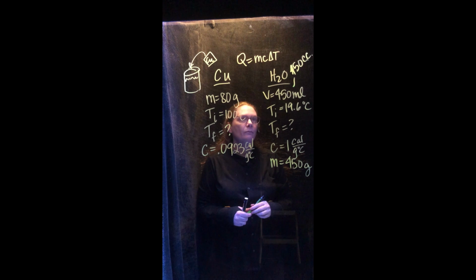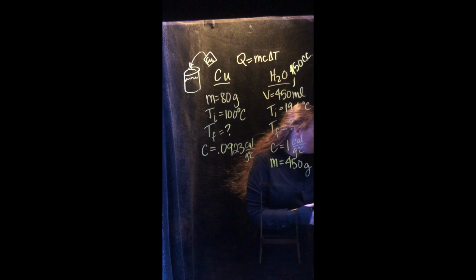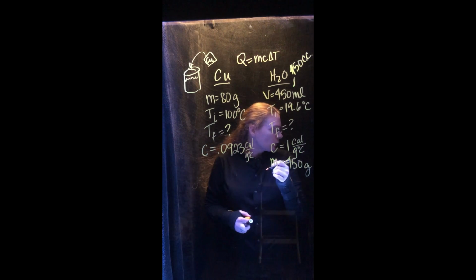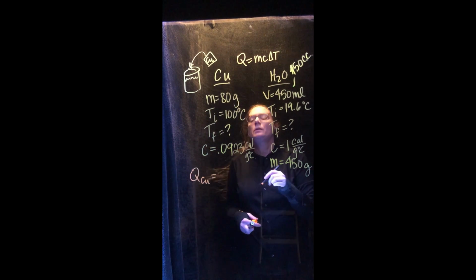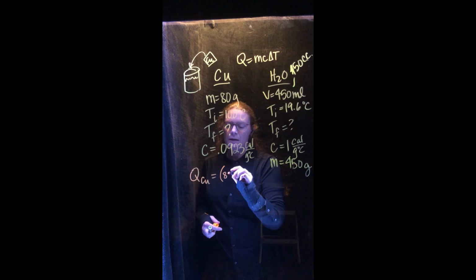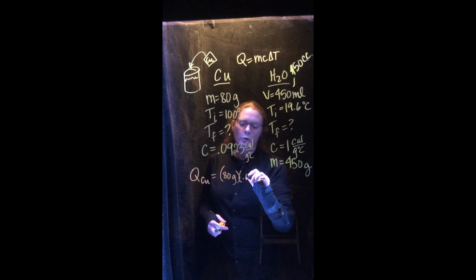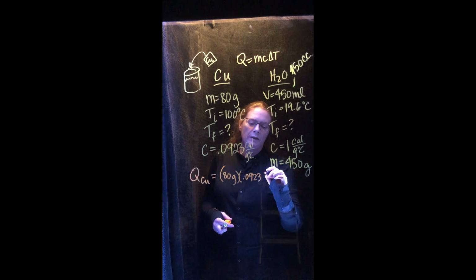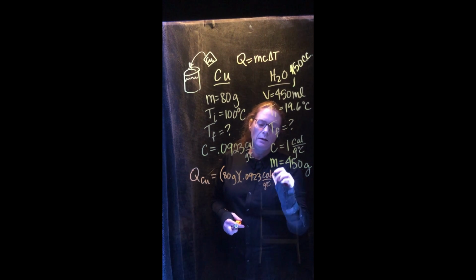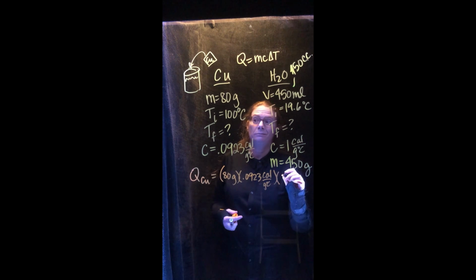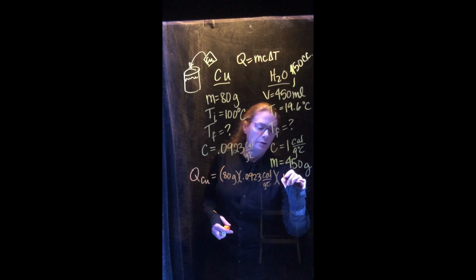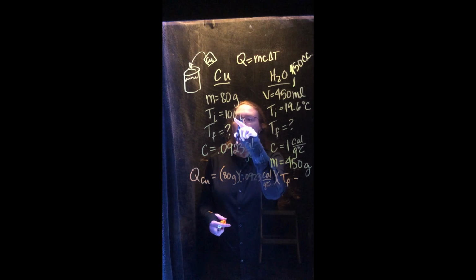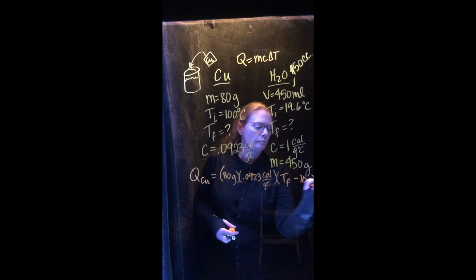Then we want to find the temperature. So we have Q of copper, mc delta T. Mass is 80 grams. C is 0.0923 calories per gram degree C. And delta T, what is delta T? Delta means final minus initial, so I'm just going to say it's T final minus T initial, 100.